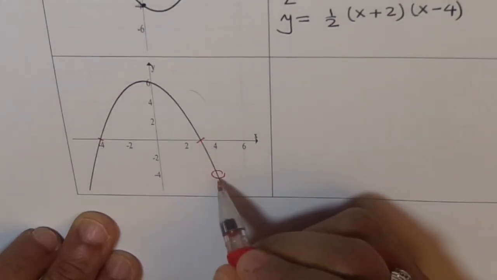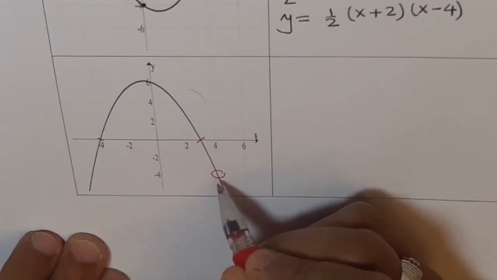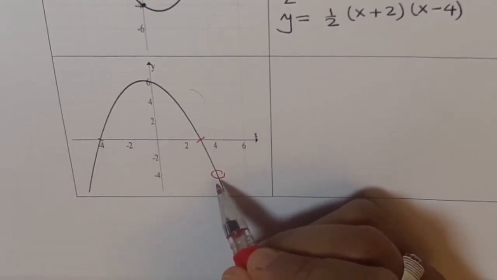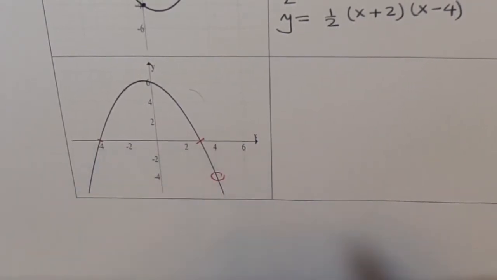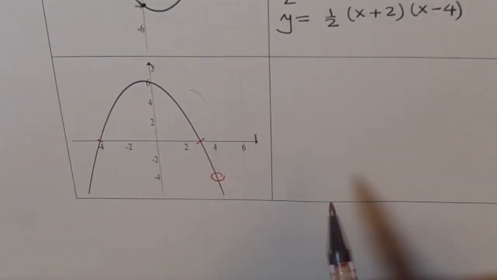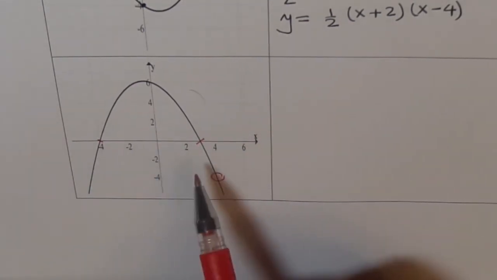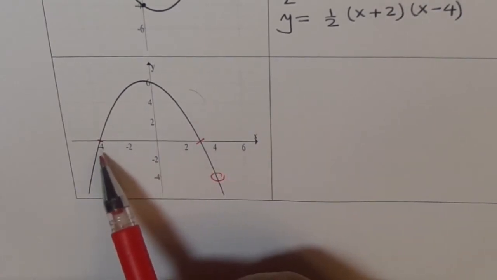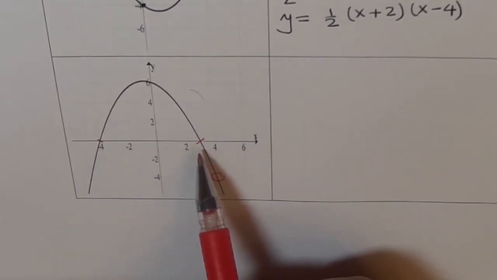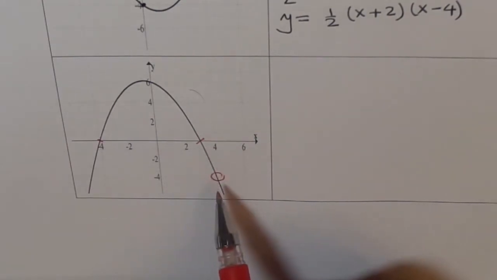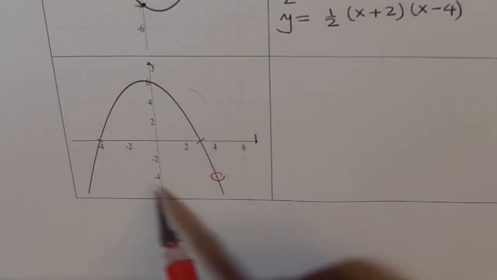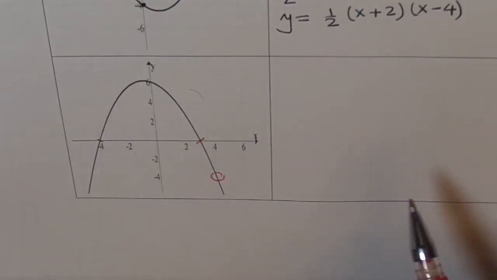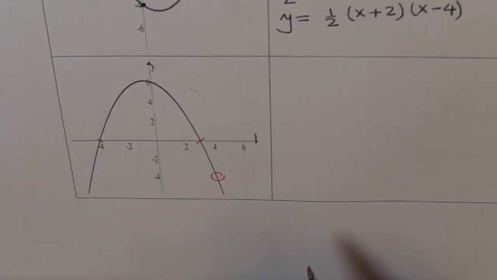So you could use this point to find the value of a, and these 2 points for the x-intercepts. Your equation should be y equals a times (x plus 4) times (x minus 3). Now to find the value of a, you can put x as 4 and y as minus 4 and calculate it, and you should get the right answer. It will be good for you to practice, right?